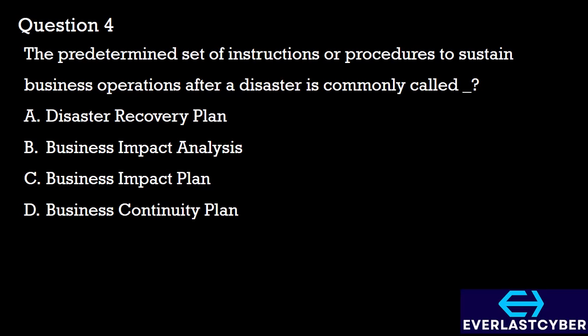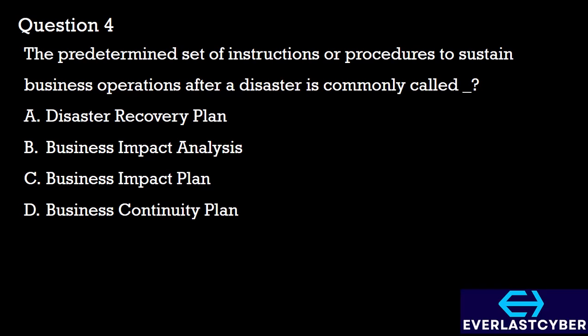A disaster recovery plan focuses specifically on restoring IT systems and data after a disaster. A disaster recovery plan is actually part of the business continuity plan. For option B, business impact analysis is a process that identifies and evaluates the potential effect of disruptions on business operations. However, it is not the actual plan for sustaining operation.